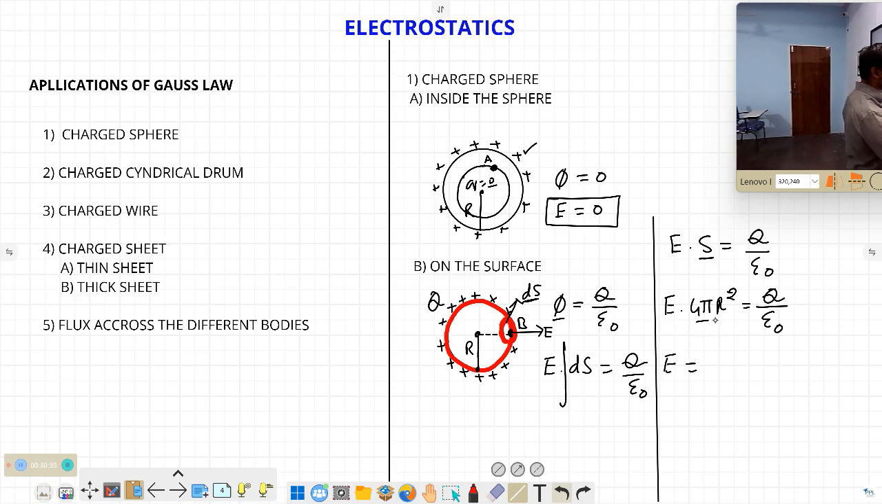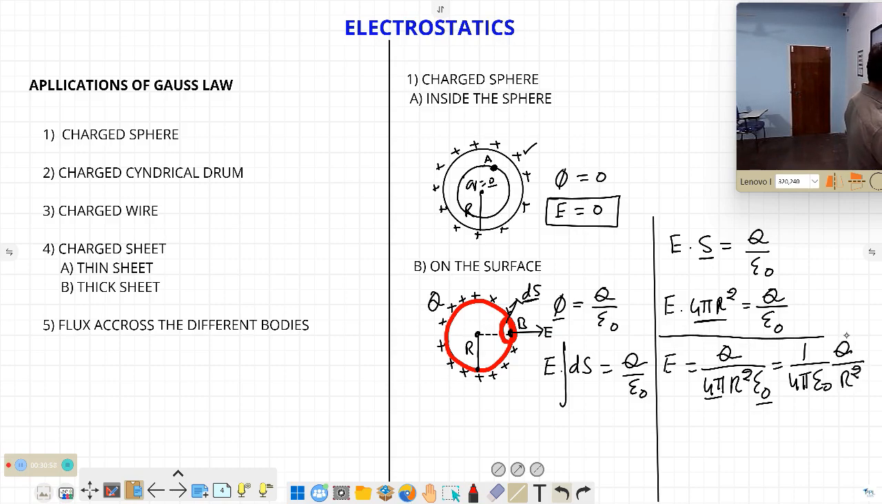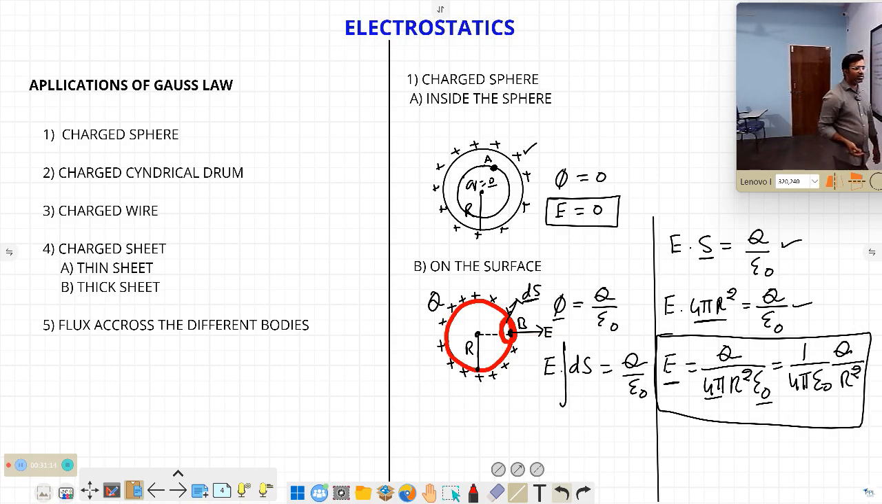I can write this as 1 by 4 pi epsilon naught; moving the 4 pi R square to that side, it becomes q by 4 pi R square into epsilon naught. In order, I can write 1 by 4 pi epsilon naught into q by r square. This expression we already discussed in the case of the definition also. Electric field intensity due to a sphere is 1 by 4 pi epsilon naught q by the square of the radius of the sphere. So this is the electric field intensity on the surface. Using Gauss theorem, in just 2 steps, we can calculate the electric field intensity on the surface.